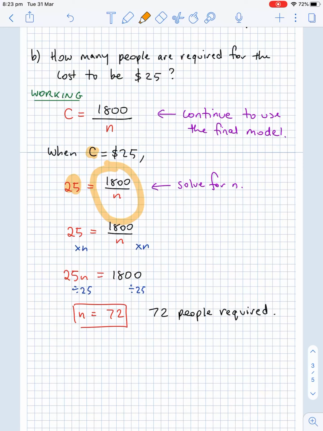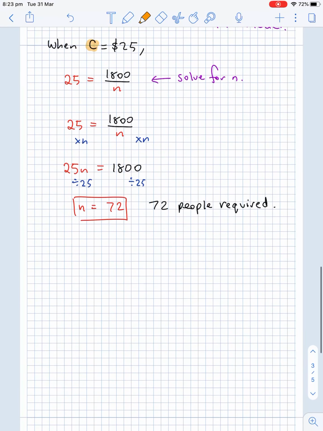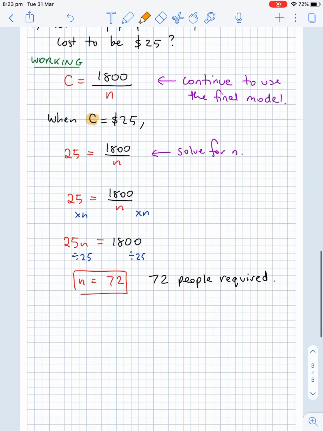And we need to get our N by itself. We need to solve for N. So the way to do it, N is on the denominator. We want to multiply both sides by our denominator to get rid of the fraction. And then we're left with 25N equals 1,800. Divide by 25, and you get that N is 72. So 72 people are required to make the cost per person $25.